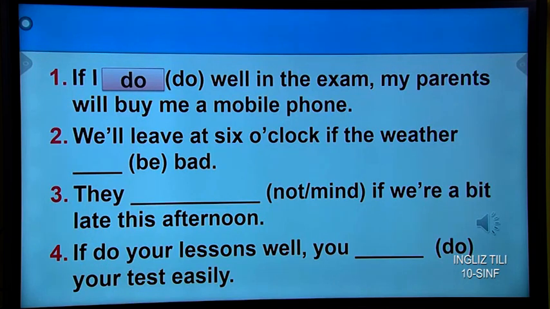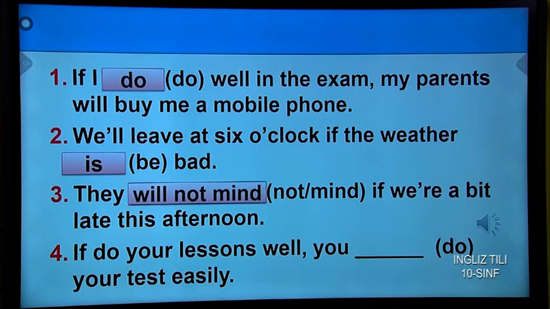Thank you, dears. Are your answers ready? Let's check in that case. The first one, here you are. If I do well in the exam, my parents will buy me a mobile phone. The second, we'll leave at 6 o'clock if the weather is bad. The third one, they will not mind if we are a bit late for the afternoon. The fourth one, if you do your lessons well, you will do your test easily.